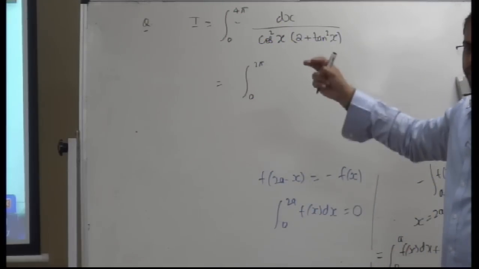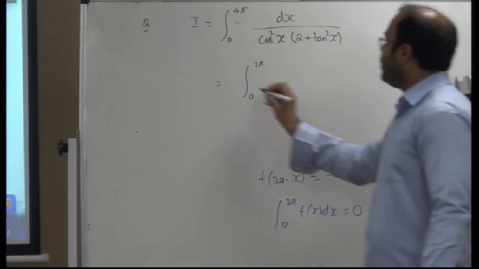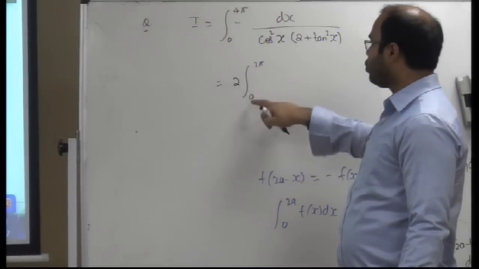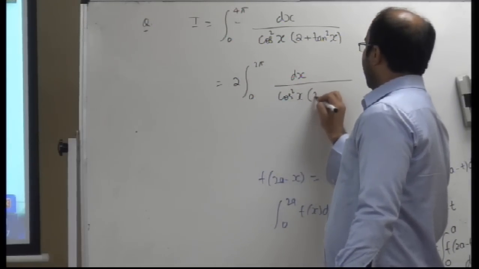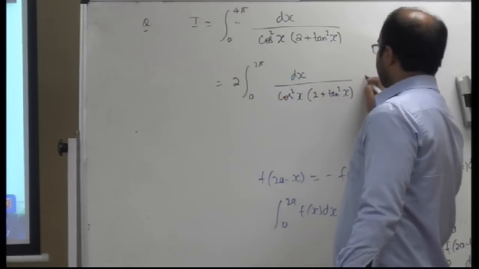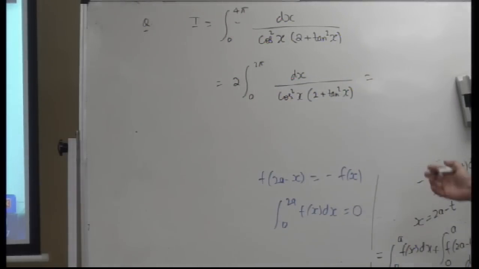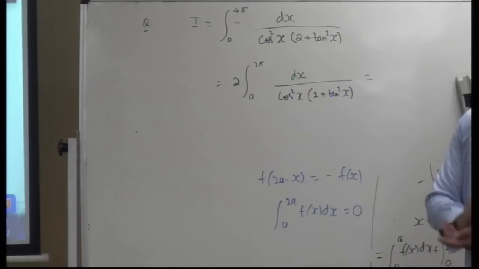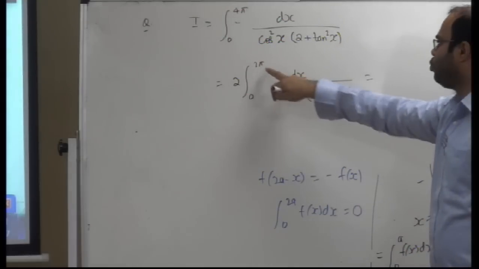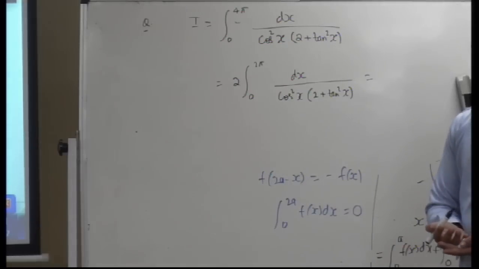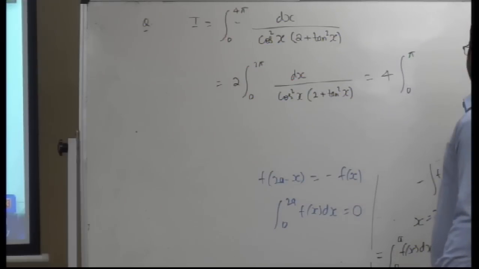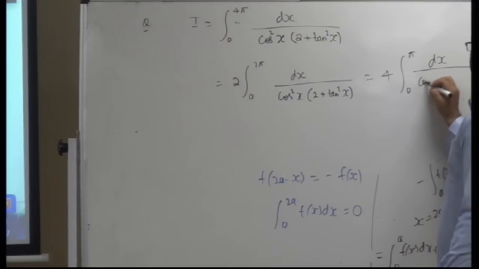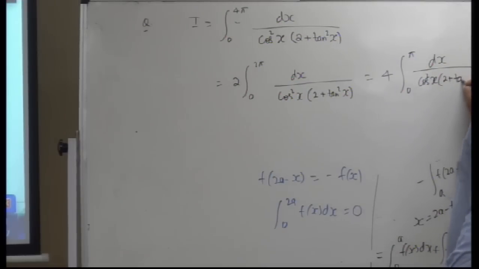That means in corollary part, the first thing is that twice of 0 to 2a can be written as 0 to a twice dx upon whatever the integrand is, that is written as it is. Okay. Then again 0 to 2 pi, half of that is pi. We again apply 2 pi minus x everywhere. Again the result is same, the same integrand we will get. So we can write it 4 times of 0 to pi dx upon cos square x into 2 plus tan square x. I hope it is okay.